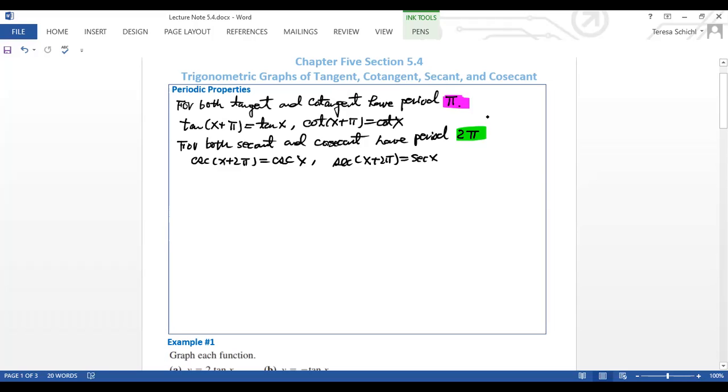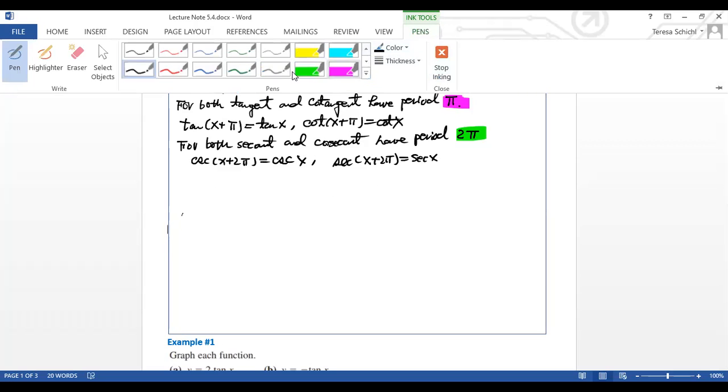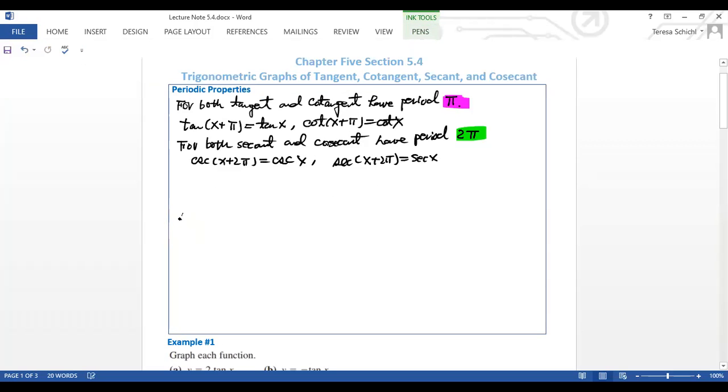So let's take a look at the graph. I'm sorry, not the sine and cosine, the tangent and cotangent here. So this is the tangent, right? Remember the period is pi.